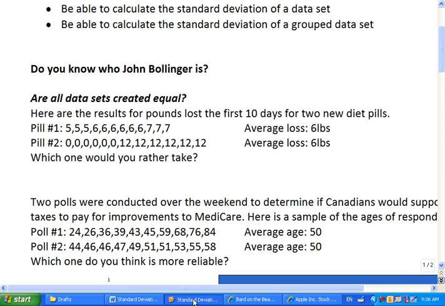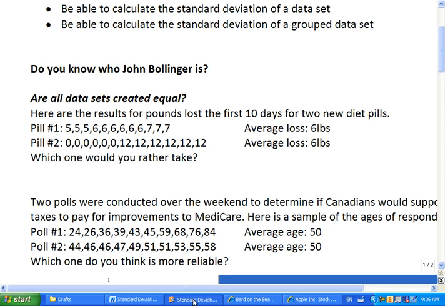So this first pill, number 1, here's the weight loss over those first 10 days, and it averages 6 pounds. Here's the weight loss for pill number 2. It also averages 6 pounds. Now, first of all, the companies have to be willing to provide the full results, but on the commercial, it's only going to say, people who took our pill lost 6 pounds in 10 days. And you'll go, wow, that sounds great. I'm going to buy that.